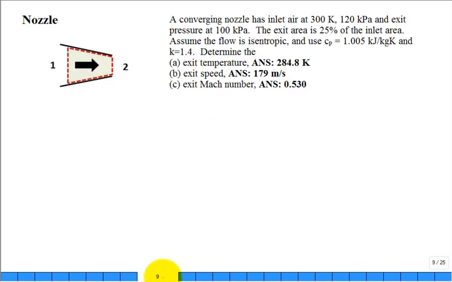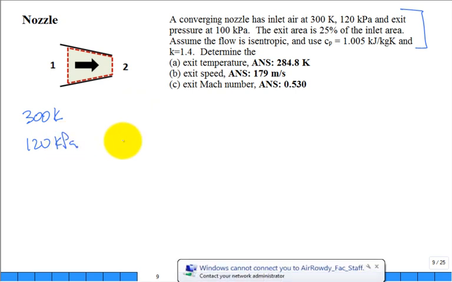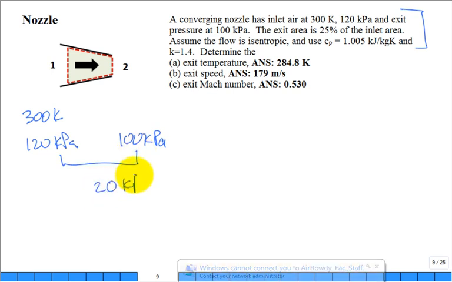We have a converging nozzle. We've just studied the converging nozzle, did we not? I can make up a problem like this. Hey, the inlet temperature is 300 Kelvin. The inlet pressure is 120 kilopascal. The exit pressure is 100 kilopascal. What drove the flow through the nozzle? A pressure difference of 20 kilopascal.